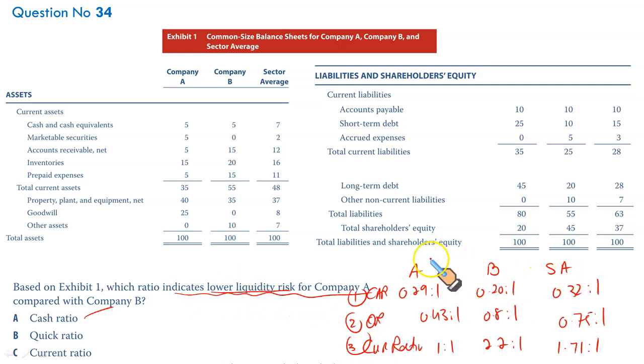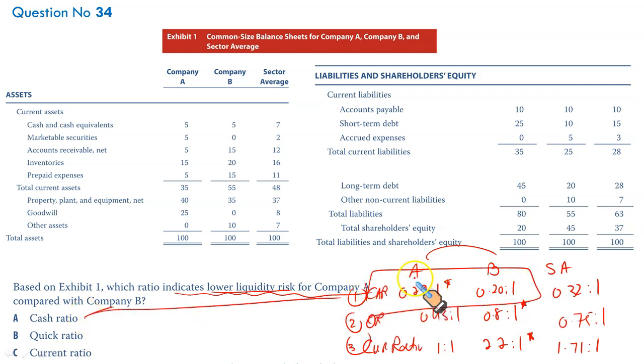If you compare A versus B, A has a better cash ratio, the quick ratio is better for B, and the current ratio is also better for B. So comparing just on cash ratio, company A appears to have lower liquidity risk than company B. The other ratios, quick ratio and current ratio, are not comparatively good for A. B has a better quick ratio and current ratio, whereas the cash ratio is better for A. So it means that comparing A versus B, A has low liquidity risk for cash ratio. That makes A the correct option. And that completes your EOC.